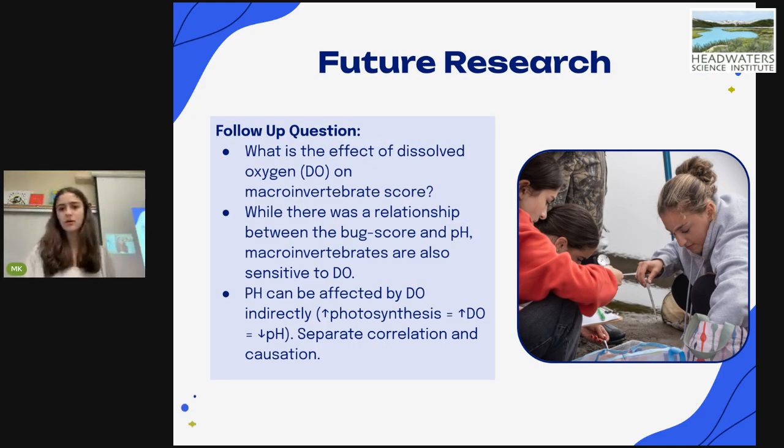Okay, so given our low variability in our salinity data, we would also want to do a follow-up question on the effect of dissolved oxygen on macroinvertebrates, as our pH data strongly supported our hypothesis. For context, macroinvertebrates need oxygen for respiration, and low dissolved oxygen kills sensitive groups. Dissolved oxygen and pH are also indirectly linked because as photosynthesis happens, the amount of dissolved oxygen rises and reduces CO2 levels, which makes the water more basic or have a higher pH. This means that the pH and the bug score might be indirectly linked and caused by the dissolved oxygen, not the pH directly. So adding this would separate possible causation and correlation.